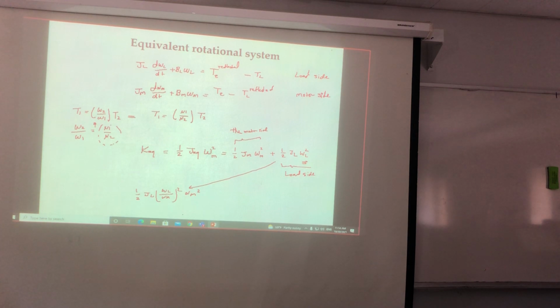So now this means that I can write the equivalent kinetic energy, which will equal 1 over 2 J equivalent omega M squared, and take the common factor omega M squared.